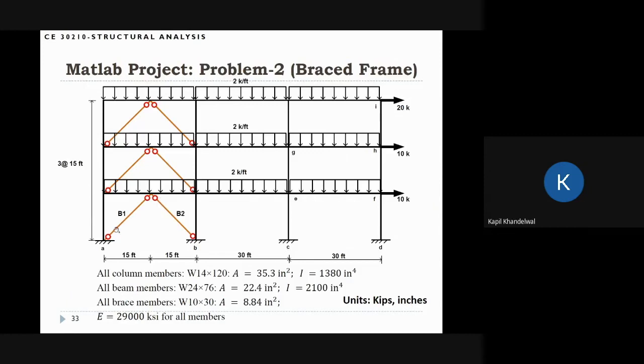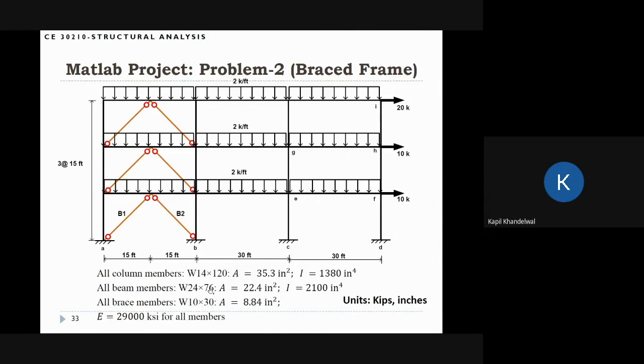Again, to model a brace member, you just put the I value for that member to be 0, but you still have to provide the area for that member. This is the trick. So you can use the same code to model both frame members and the brace members, or the truss members. Truss and brace members are the same thing. The properties here for the columns and beams are the same, but I also provide you the brace members. Brace members are W10 by 30 section.